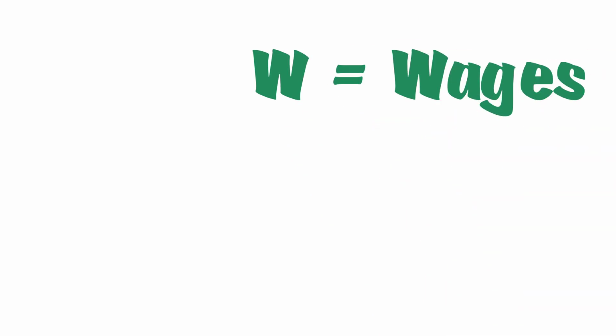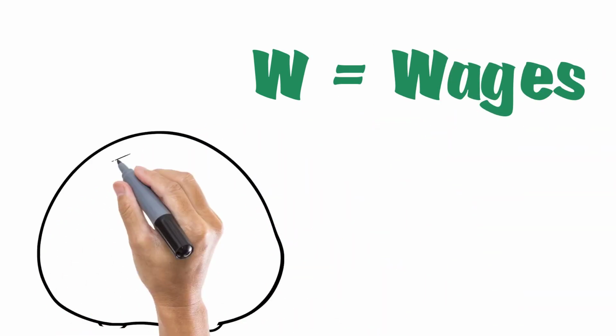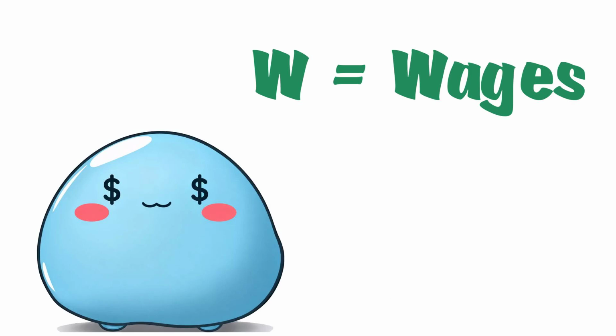W is for wages. Wages are the money workers receive in exchange for their labor. A worker may be paid by the hour, by the day, or based on the amount of work completed. For example, a cashier, cook, or delivery driver may earn wages for the hours they work. Wages help people pay for food, housing, transportation, and other needs. The amount a worker earns can depend on experience, education, skills, demand for the job, and the type of work being performed.